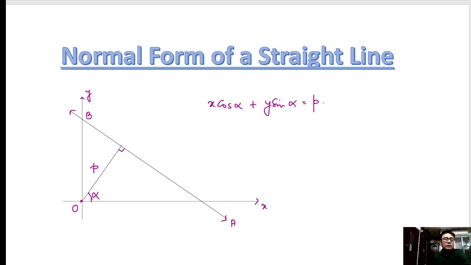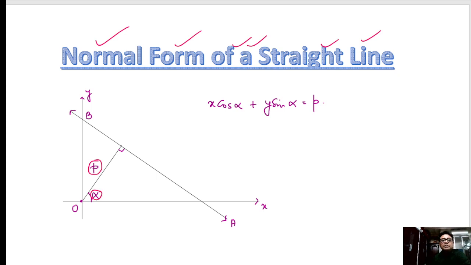Okay friends, next we are dealing with the normal form of a straight line equation. What is it? Suppose there is a straight line which is cutting the x-axis and y-axis, and suppose there is a perpendicular drawn from the origin, and let the length of the perpendicular be p, and let the perpendicular make an angle alpha with the positive x-axis.